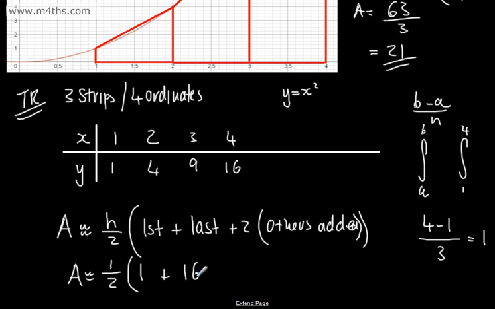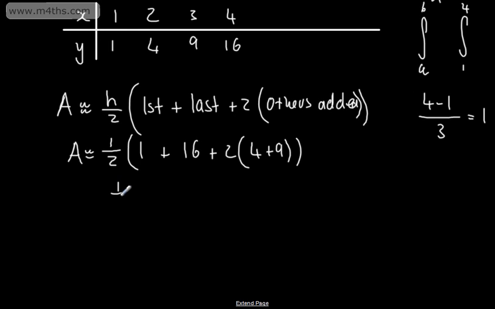So first plus the last, plus 2 lots of what's left in the middle. Well, 4 is left in the middle and 9 is left in the middle. So 4 plus 9, and then we just calculate this. So it's going to be 1/2, what's that, 13, 26, 27, 43.